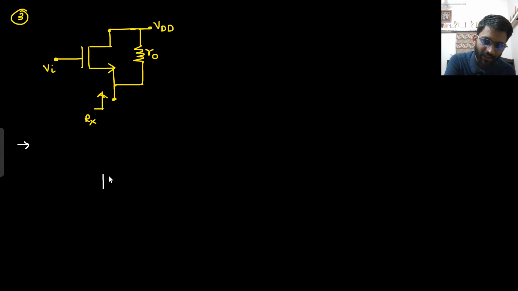So if I short circuit it, what I will get? This is shorted. And VDD will also be shorted, right? No sources are there. VDD is the DC supply, okay?